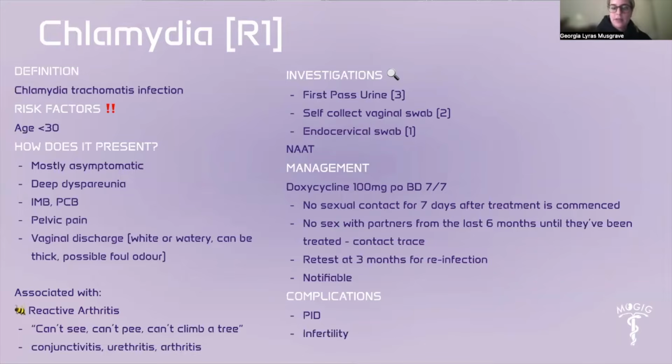For chlamydia, you're going to advise no sexual contact for 7 days after you start the treatment, no sex with partners from the last 6 months until they've been treated, and you can retest at 3 months for reinfection. This is a notifiable disease, and potential complications are pelvic inflammatory disease or infertility.